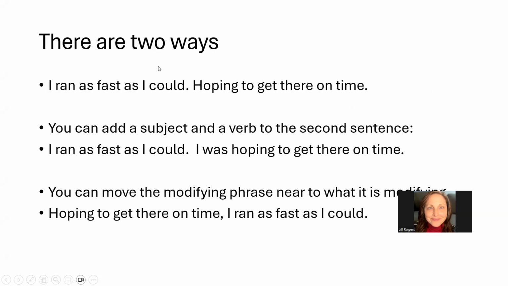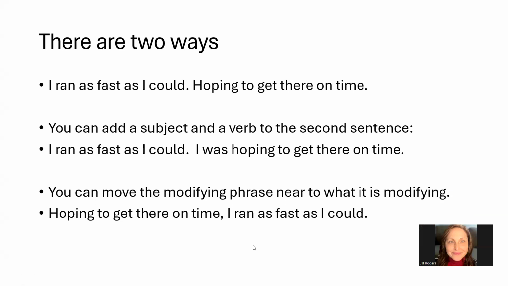There are two ways. So this is the fragment. This is not correct. So you can add a subject and a verb to the second and make a new sentence, right? I ran as fast as I could. I was hoping to get there on time. Okay. That's one way we do it. We need to add what's missing.